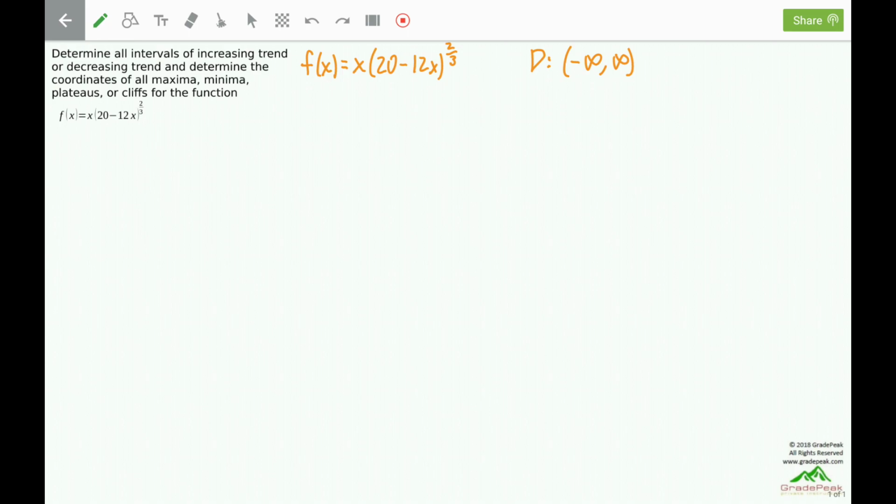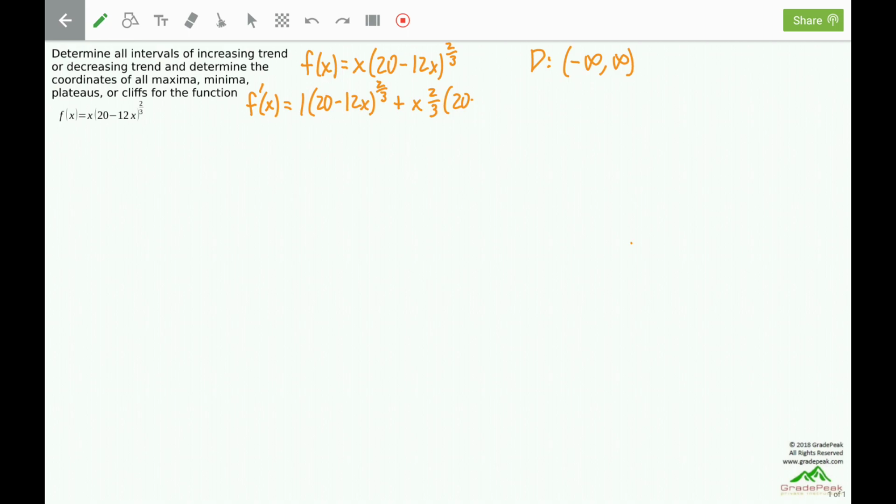The next thing to do is find all critical numbers. We will take the first derivative. f of x is the product of two expressions, so we'll make use of the product rule here. The derivative of the first term is a 1 times the second left alone, (20 minus 12x) to the 2/3 power, plus the first left alone, x, times the derivative of the second, which is the power rule: bring down the power, 2/3.